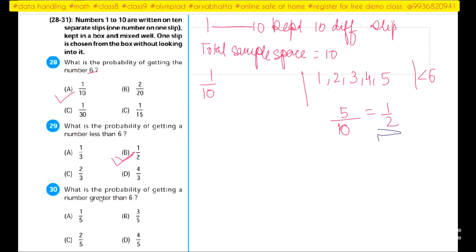Next is what is the probability of getting a number greater than 6. So how many numbers do we have greater than 6? It is 7, 8, 9 and 10. This is question number 28, this is question number 29 and this is question number 30. So we have how much? 4 numbers and total sample space is 10. So it is 2 by 5. See, 2 by 5.